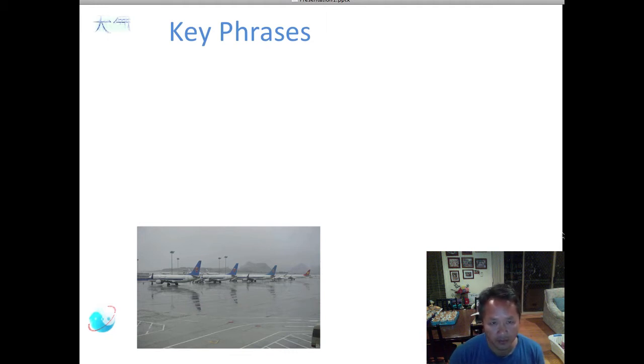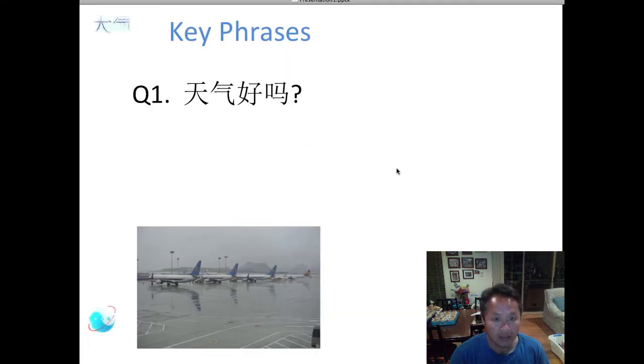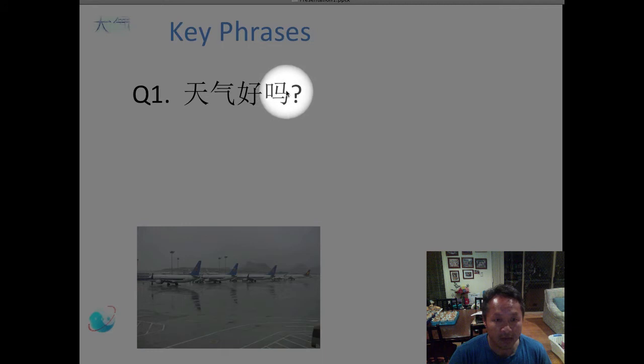The first key phrase for weather, 天气, is 天气好吗？ 天气好吗 is asking, is the weather good? Basically, this is the first question you would be asking about this particular topic. The main question type being the ma question, 好吗 just means is that good? Whatever you have in front here, it's 天气, and that's asking is the weather good?